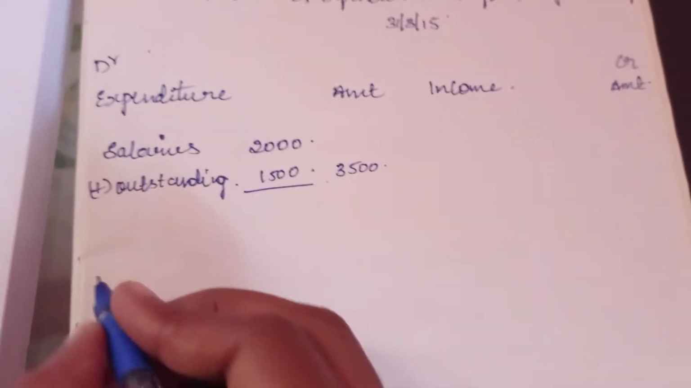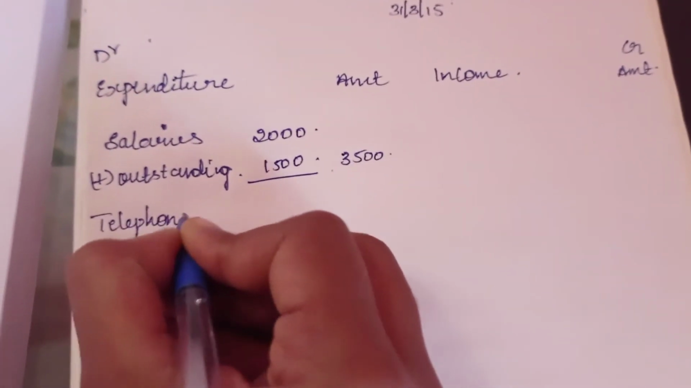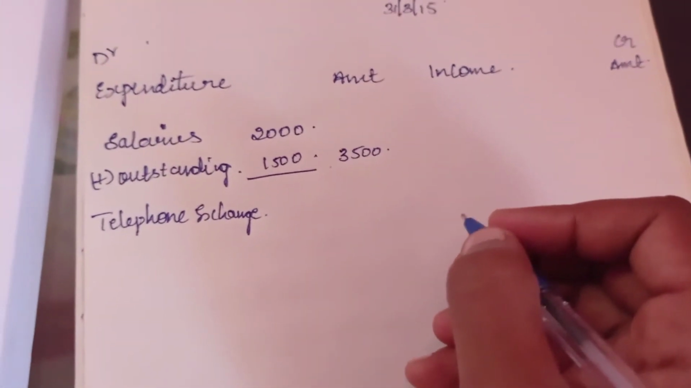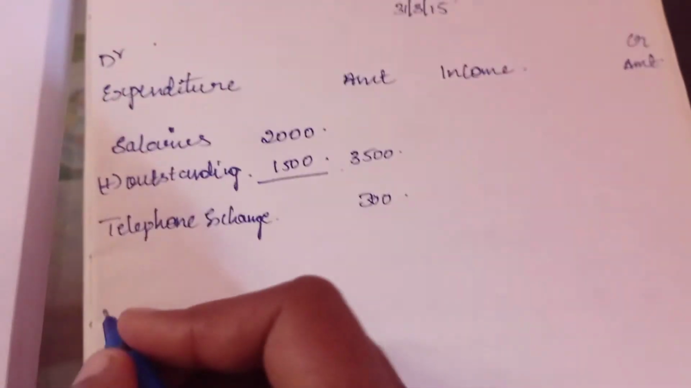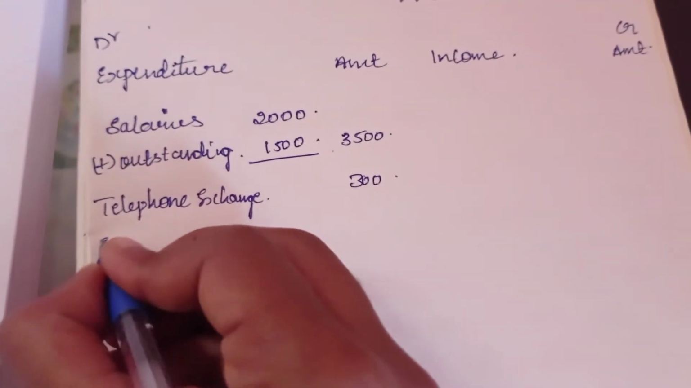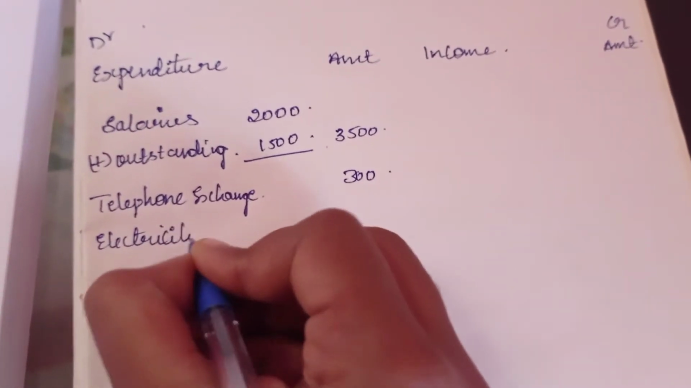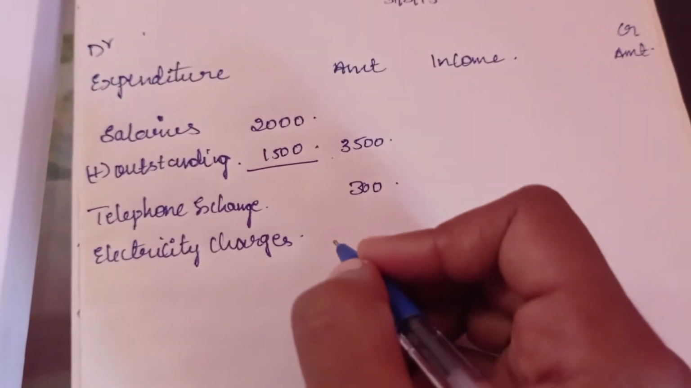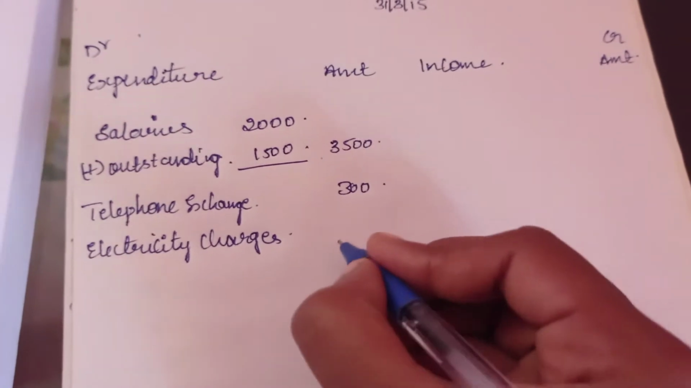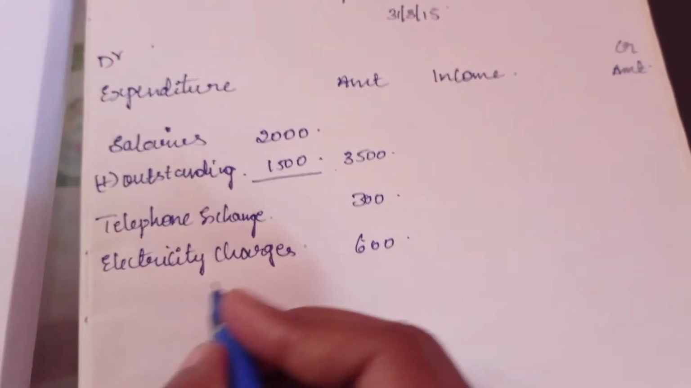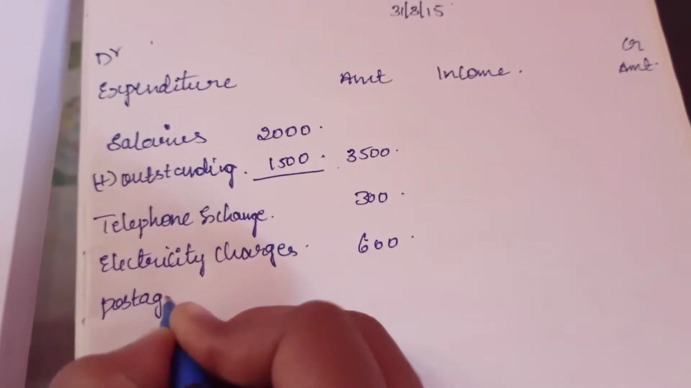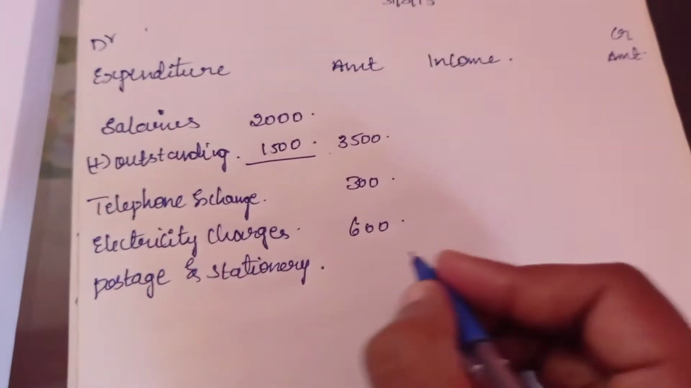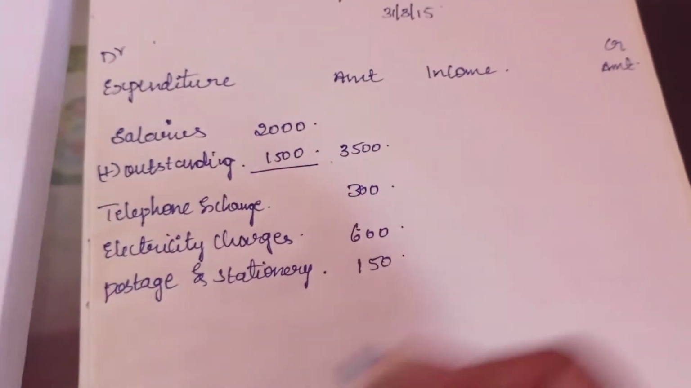Next, let us go. They have given telephone exchange. There is no additional information about telephone exchange. So directly take it as 300 which has been given in the receipt and payment account. The next item is electricity charges. They have not mentioned anything in the additional information about electricity charges. So take directly 600. The next item is postage and stationery. There is no additional information. So 150 directly we can take.